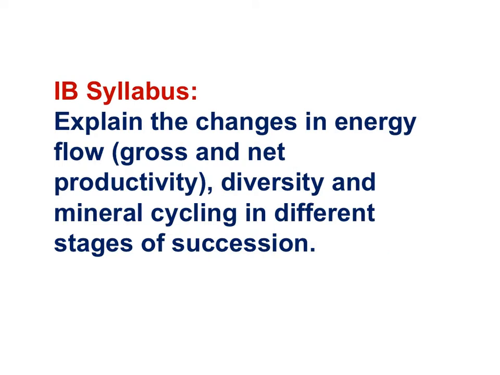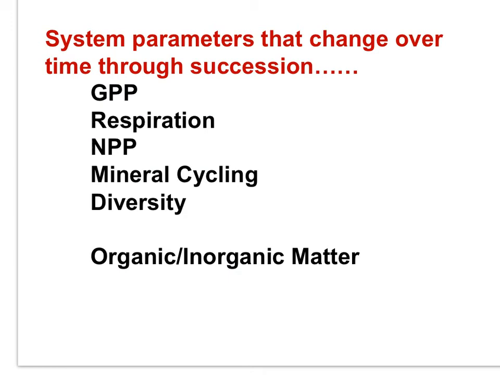Here is the IB syllabus statement that will drive a large portion of this movie. Explain the changes in energy flow, gross and net productivity, diversity, and mineral cycling in different stages of succession. Here are the system parameters that change over time during succession. Come back to this list if you need to review one or the other. I will examine the successional change in each parameter through the next 25 slides or more.